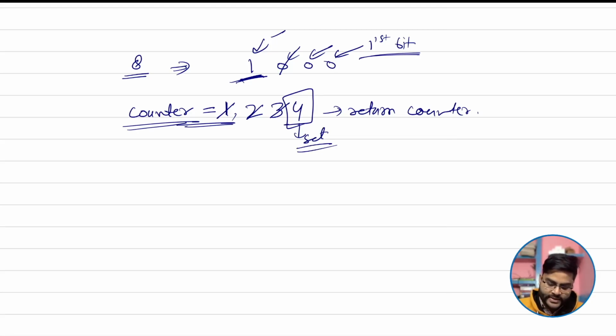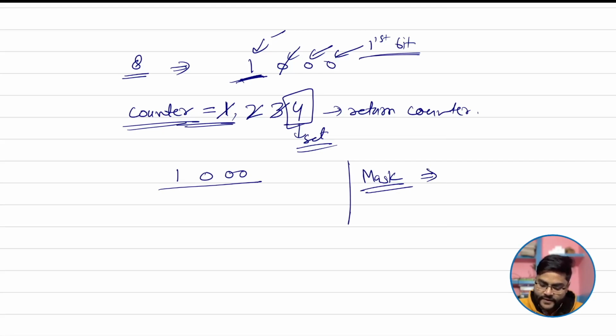Fourth bit is set, this is my rightmost set bit. So how can we solve this? What I can do is take this number, and again I will create a mask. Now how can I create a mask? First start with 1.